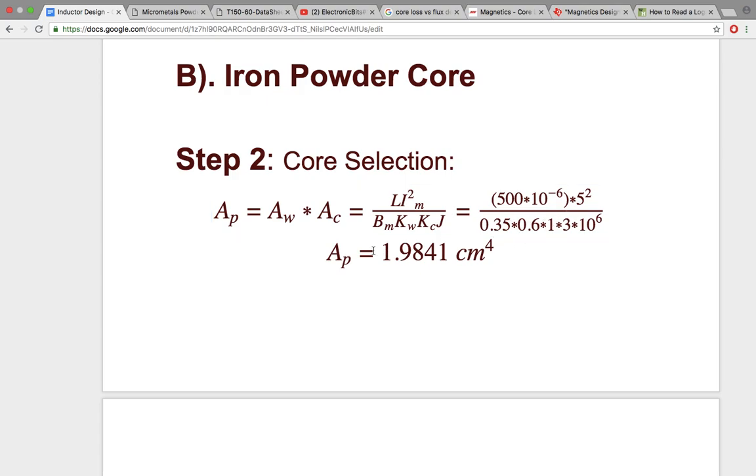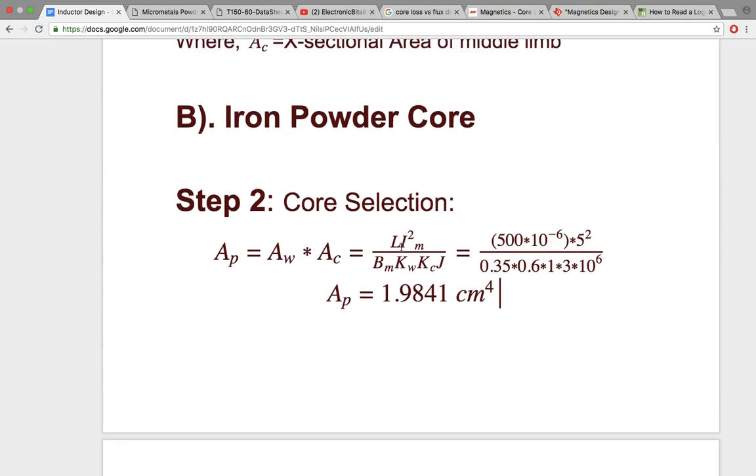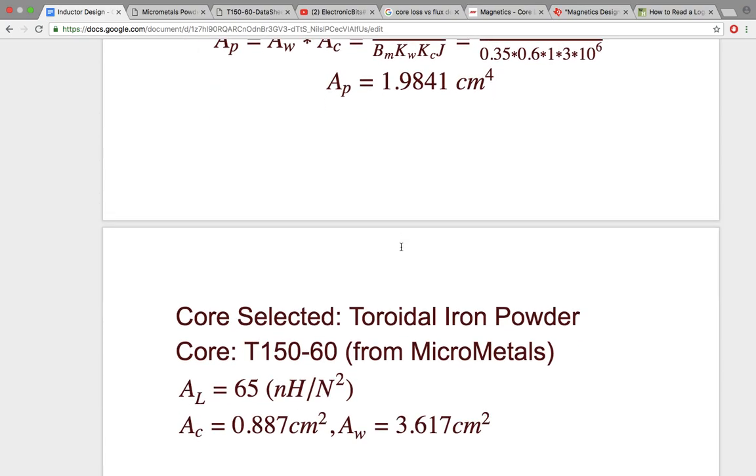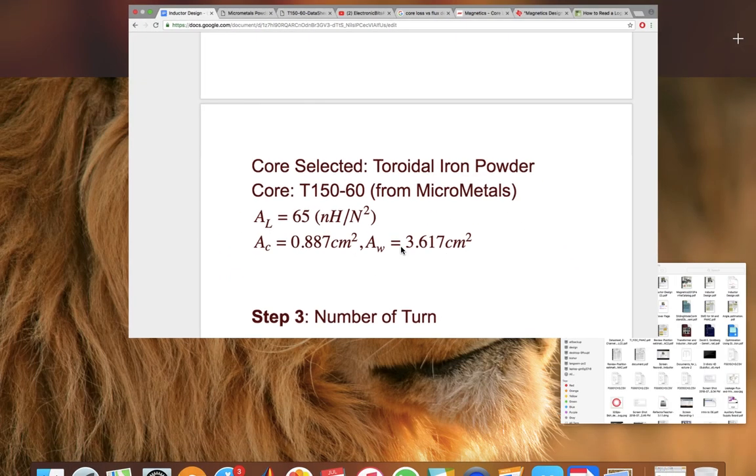You'll see that the area product value has reduced. It was earlier 3.7 something, now it has become just 1.98, so it has reduced by a lot. If you choose the proper core with a higher flux density, your core size also comes down, because your area product requirement is getting down. Then we have to select the core. So how do we select the core?